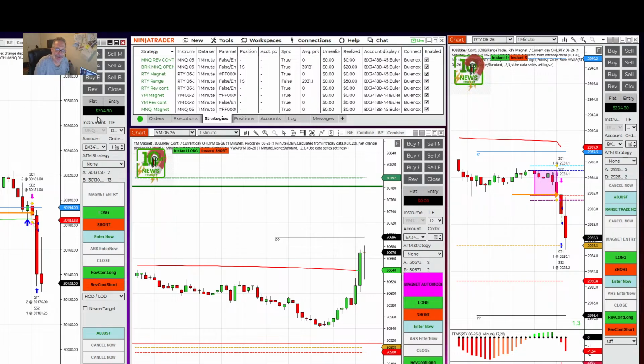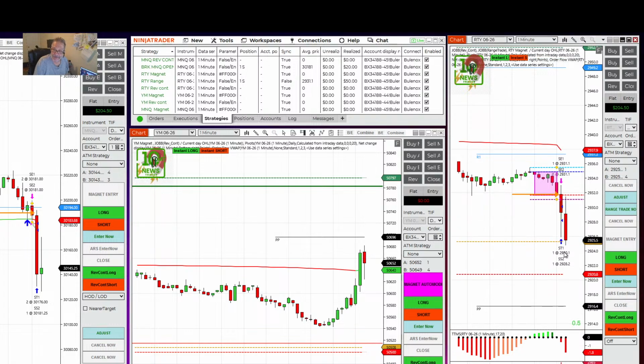My MNQ, ironically, just hit one target only. And then I could see that it hit target one, reversed for a small profit. Alan's did not. It looks like Alan maybe didn't move your stop as much as I did. Now the RTY, it still looks like it may want to test the low.